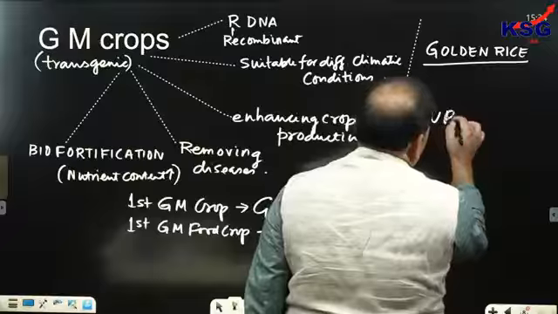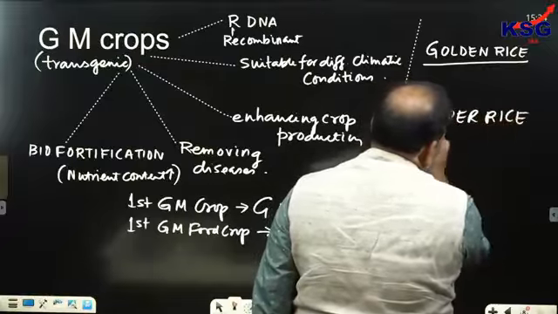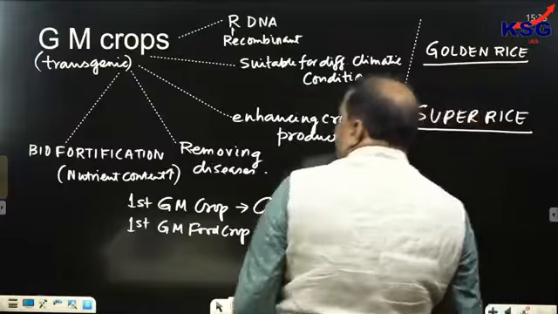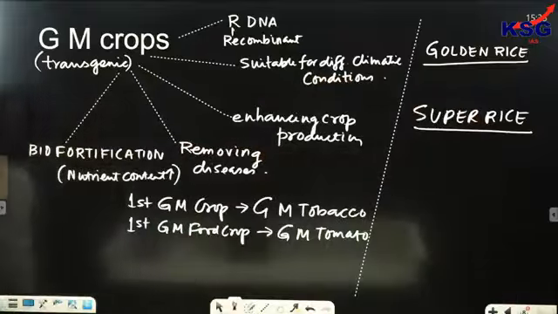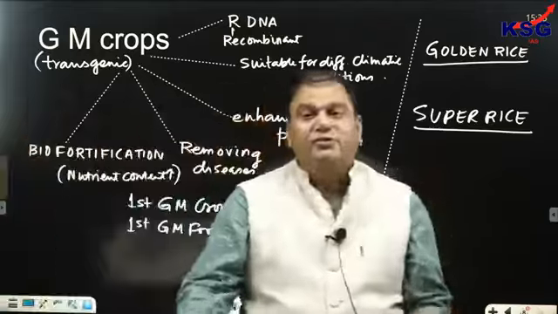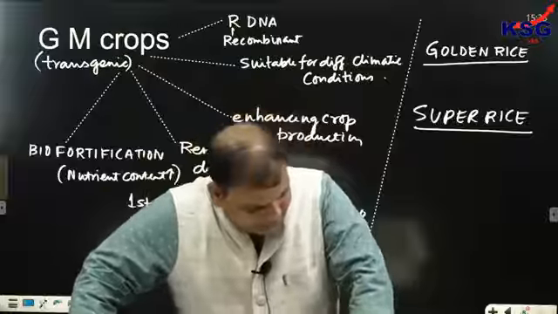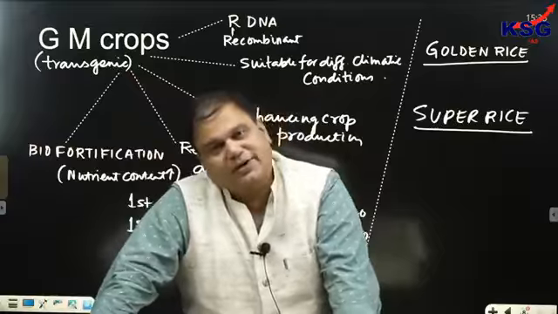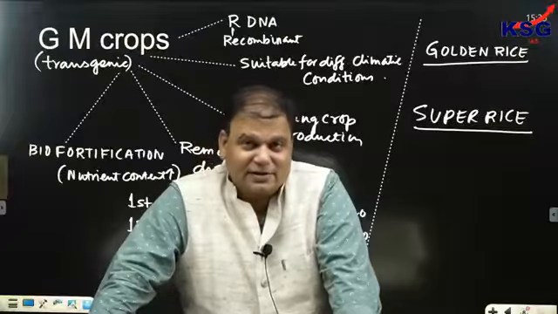So through transgenic means, the iron content has been enhanced 4 times and the zinc content has been enhanced twice. So this variety of rice is called super rice. Many examples are there.